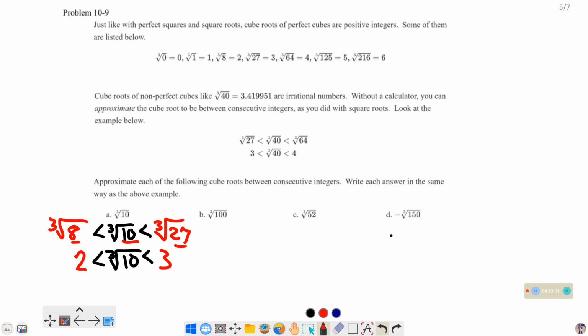I would like you to please pause the video to find the cube roots of the last 3 problems.